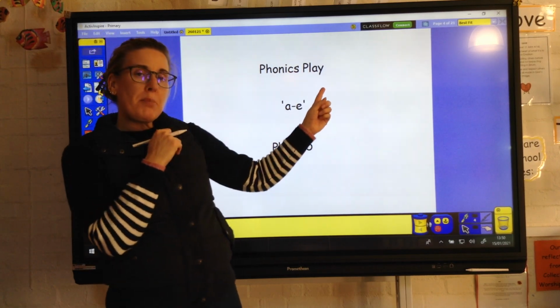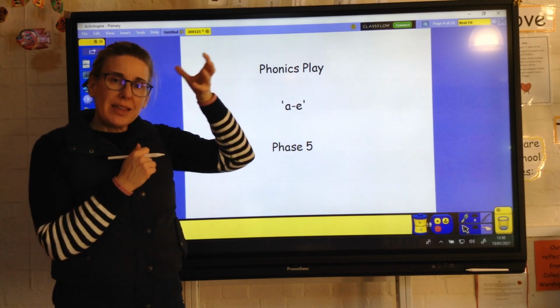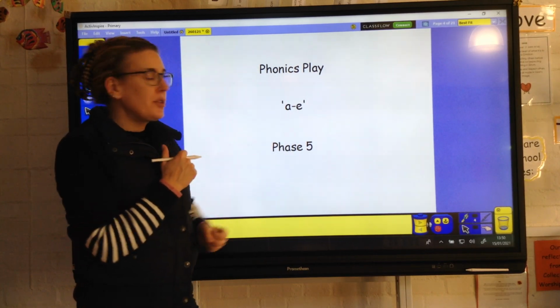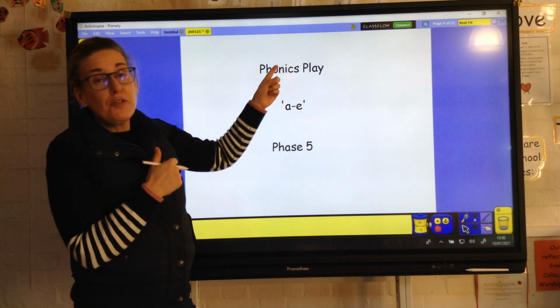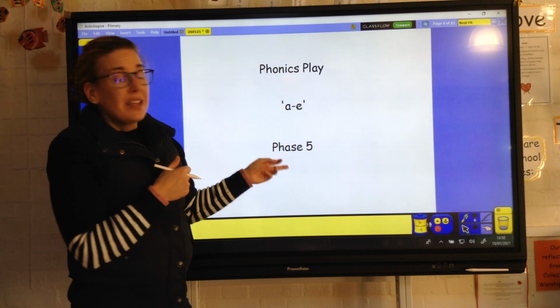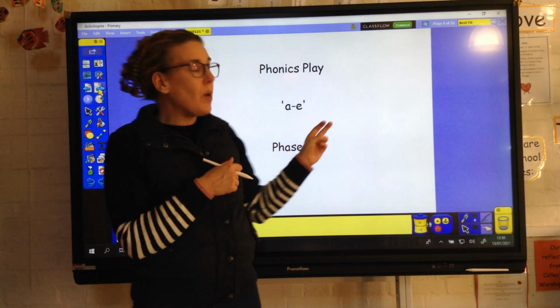But we need to remember this E that goes on the end, because that helps our letter A make that A sound rather than just making the A sound. Okay? Now, if you go on Phonics Play and have a look at some of the games, this is actually in phase 5 because this is a sound that you would learn in year 1.